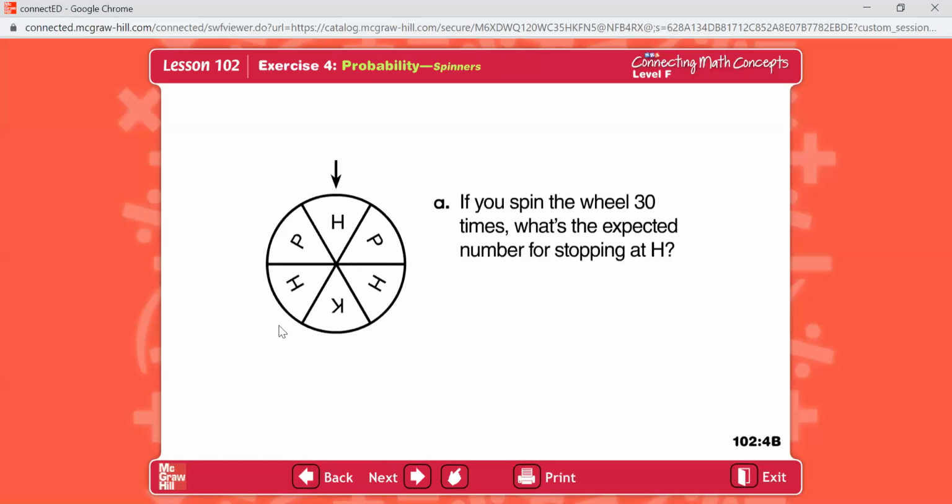Put in the number for the problem gives for trials and work the problem. Remember, each spin is a trial. Check your work. You worked the problems 3/6 times 30. Pause the video now to finish the problem.